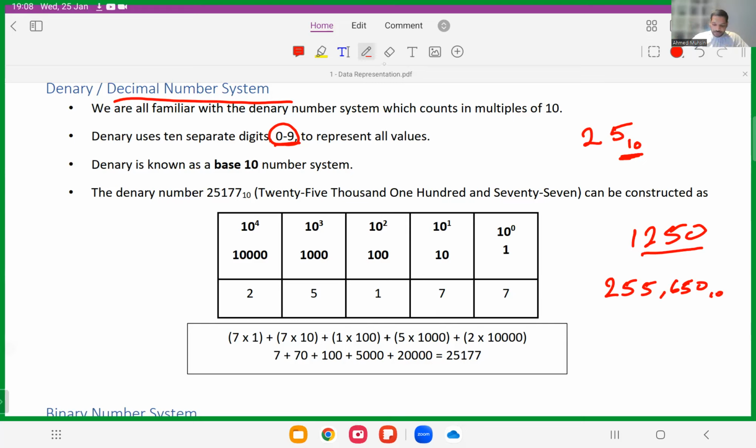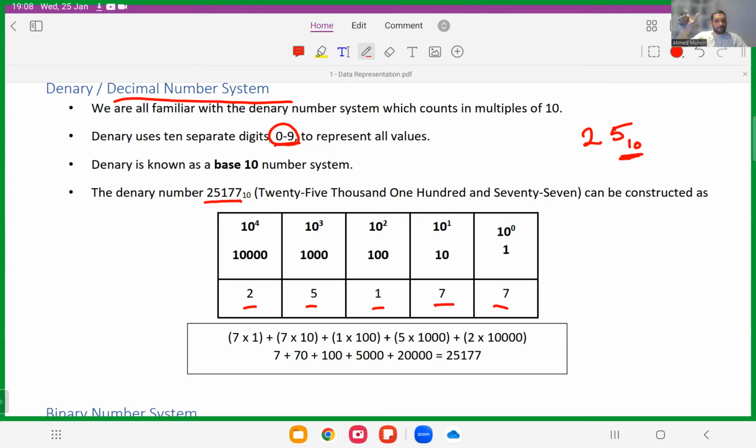Right, let me erase this. I want you to look at this table over here. We have taken the example of the number 25,177, and in this table I have written the number 25177. Now we start from the right hand side, that is the last digit.